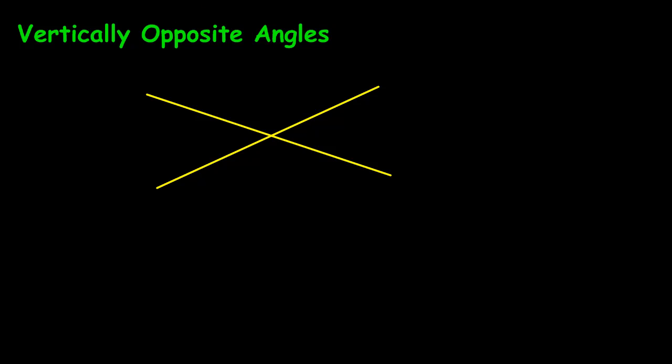Vertically opposite angles are one of the easiest angles to work out because, as you can see, if I had a missing angle here of x degrees and let's say this was 30 degrees, we know that vertically opposite angles are always equal. So x is equal to 30 degrees. Likewise, if I knew this angle here, it would be exactly the same as this angle here, because that's the quality of vertically opposite angles. Vertically opposite angles are always equal.